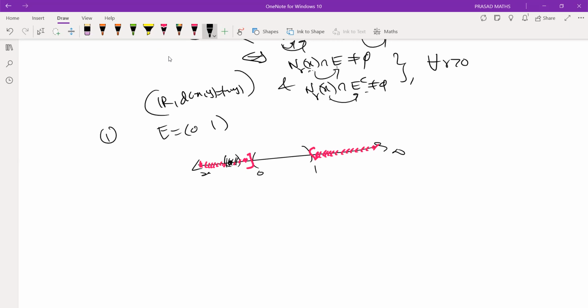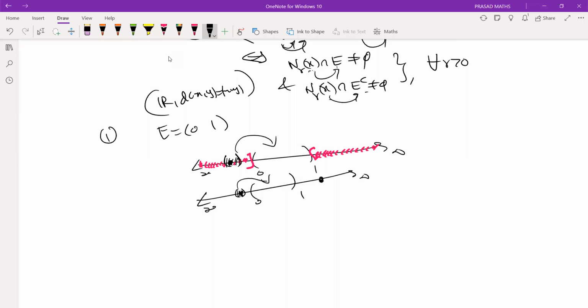Okay, so this point, is it a boundary point? No, because it intersects the complement but should not intersect E. Yes or no? Is it clear? So it cannot be a boundary point. Right? Is it a boundary point? No, because I can find some small neighborhood which intersects the complement but does not intersect E.